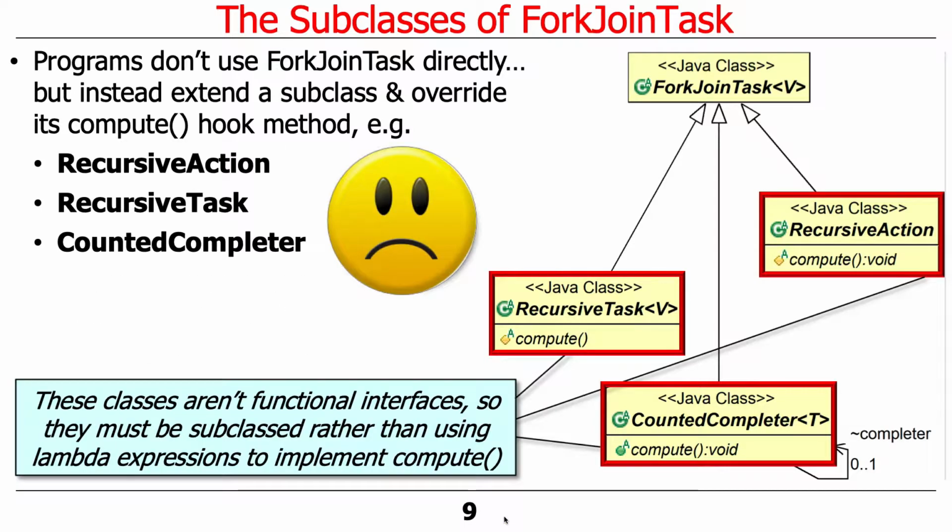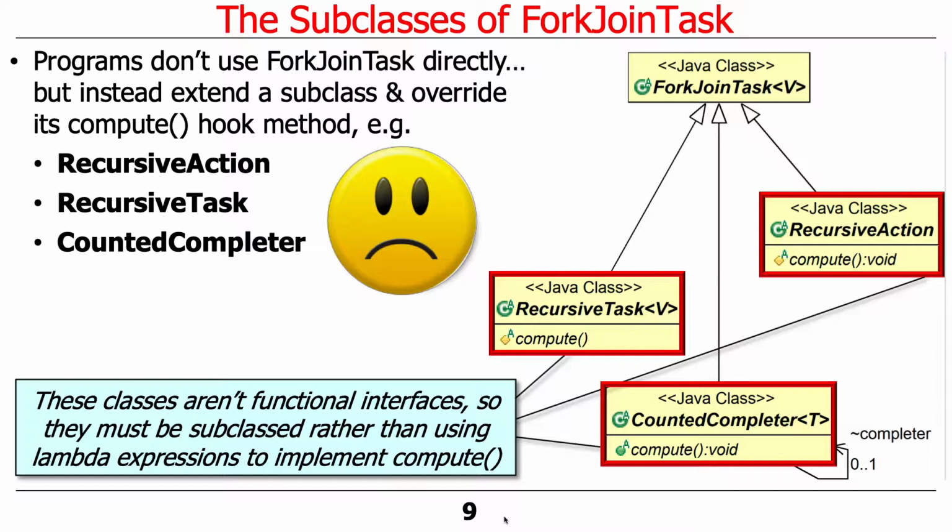Interestingly enough, ForkJoinTask is not an interface, it's a class, and therefore recursive action, recursive task, counted completer, and so on are not functional interfaces. And therefore, you have to actually extend or subclass them rather than using lambda expressions to implement the compute hook method. And this is a bit of a shame.